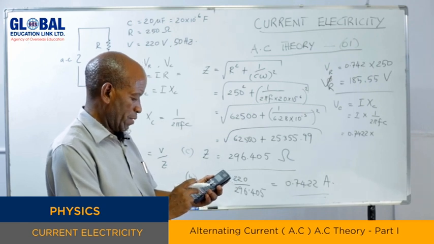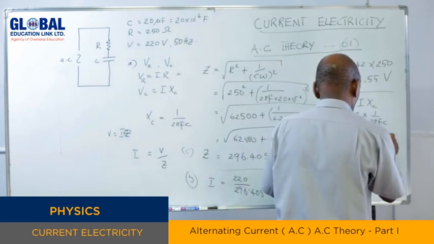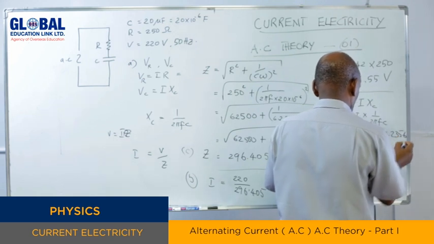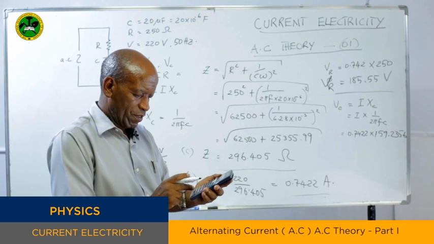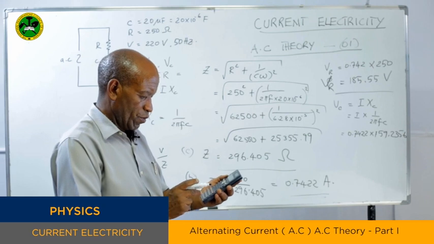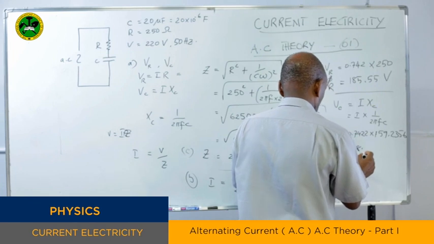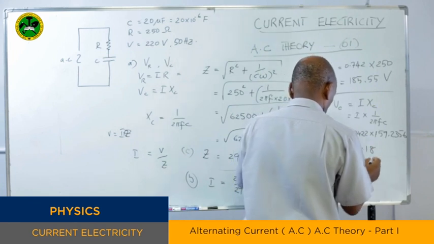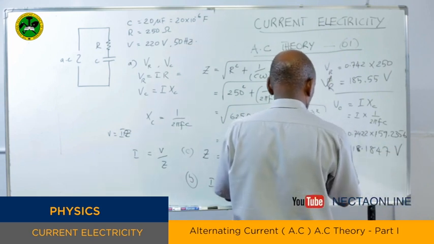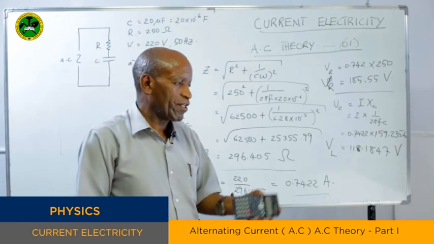I multiply, and here I'm getting 159.23. Then 159.23 multiplied by 0.7422, we are getting 118.1847 volts. This is the voltage across the capacitor, and this is for part A, and that will just be the end of question number 1.